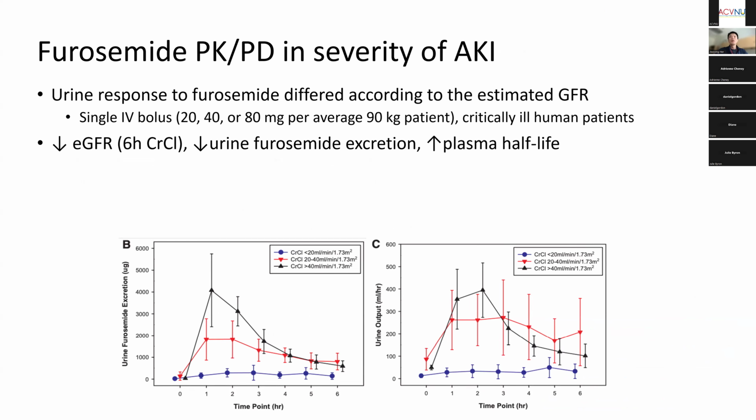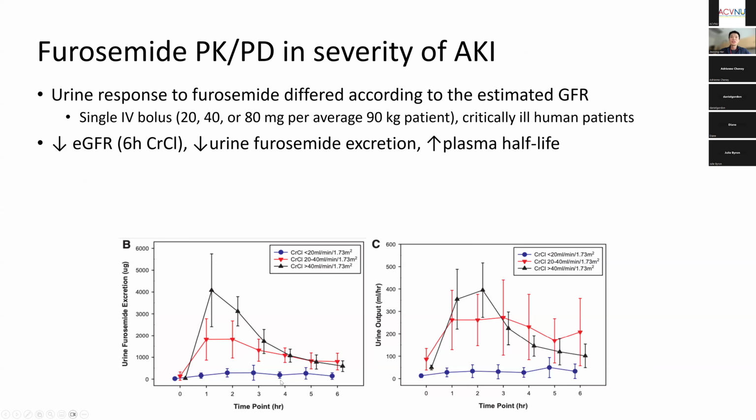Pretty interesting. What they have done is, in critically ill human patients, on average about 80 to 90 kilograms, at the clinician's discretion they were given 20, 40, or 80 milligrams, so up to about 1 milligram per kilogram, of a single IV bolus of furosemide as a furosemide stress test. In this study, they actually measured the estimated GFR with the creatinine clearance over 6 hours and the amount of furosemide excreted in the urine, as a surrogate marker of how much the kidneys are actually able to excrete the furosemide.